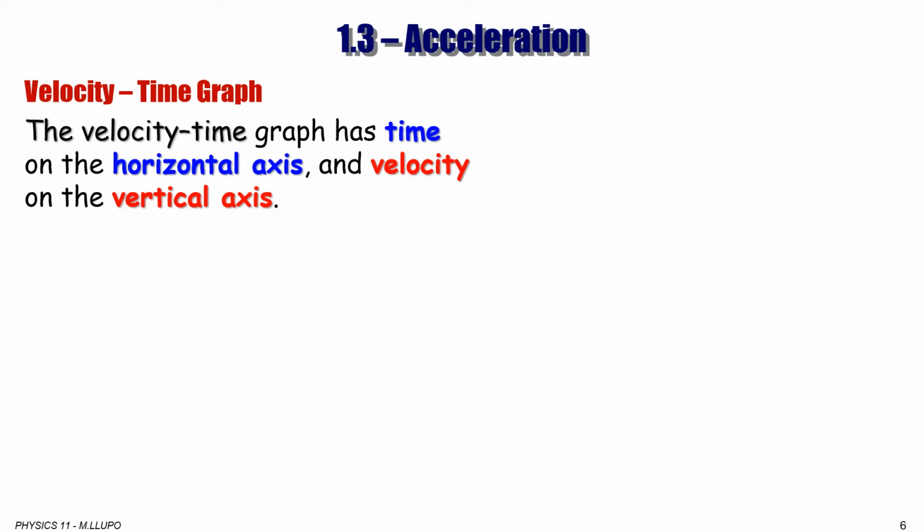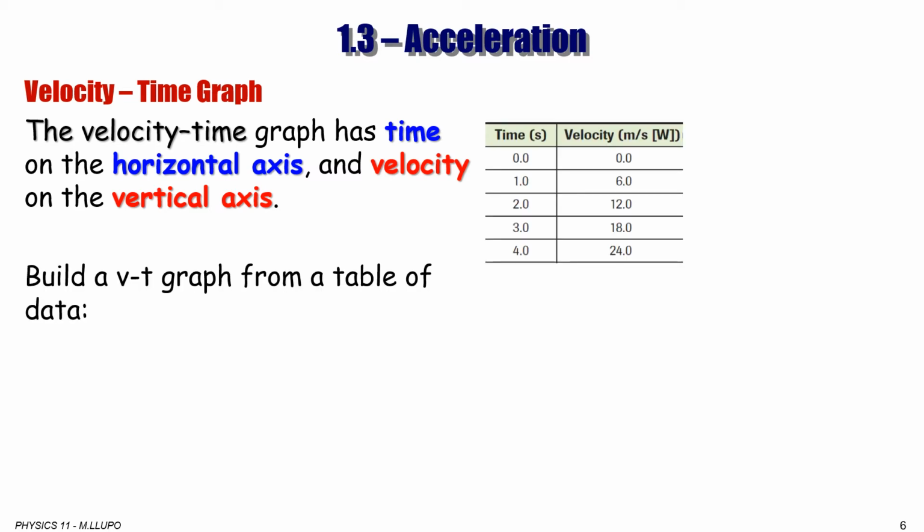If we have a table of values for time and velocity, we can build a velocity time graph. So on the horizontal axis, we have time, and on the vertical axis, we have velocity. So here is a table of data from 0 to 4 seconds and from 0 to 24. Again, when you draw a graph, make sure that you label the x-axis or time axis up to 4 or closer to that number, but not less. Same thing for velocity. You can label it up to 24, but not less.